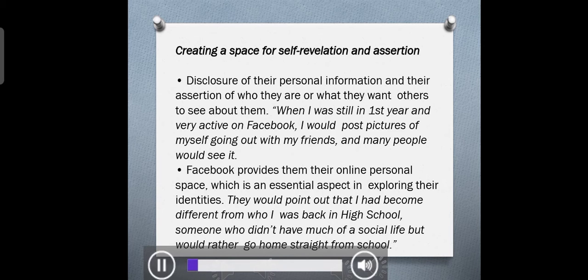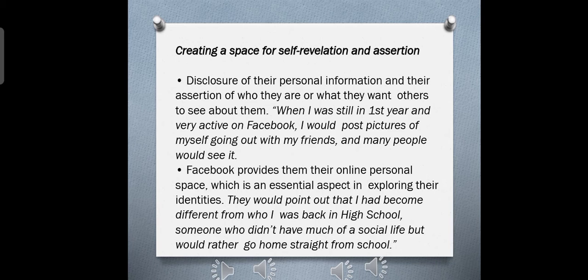So dito, na i-reveal natin or na ipapahayag natin ang mga sarili natin, yung mga personal informations natin, yung mga assertions natin, at yung mga gusto nating ipakita or yung mga gusto nating ipahayag sa ibang tao.